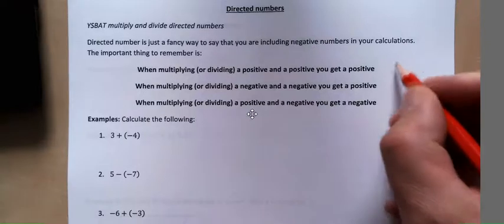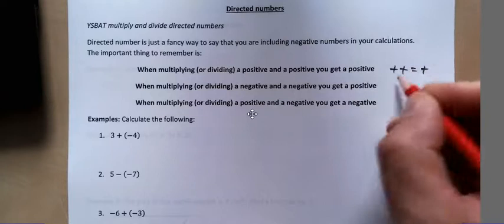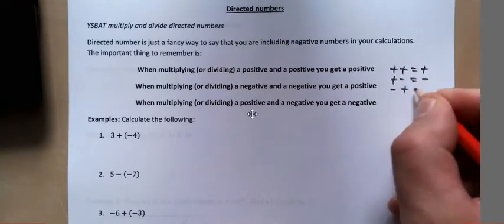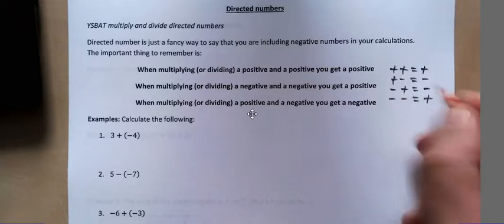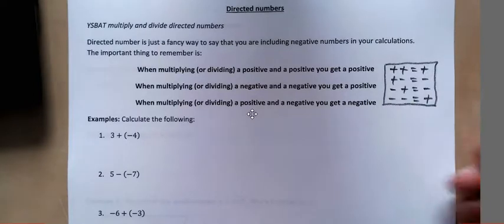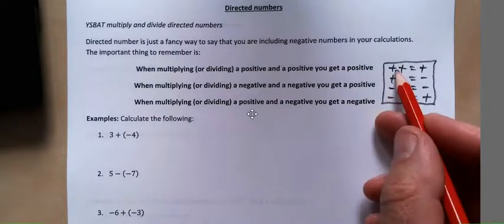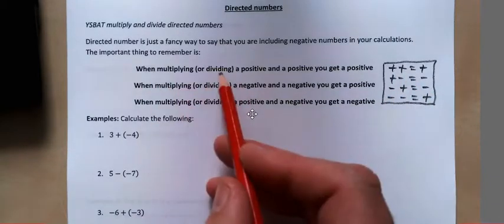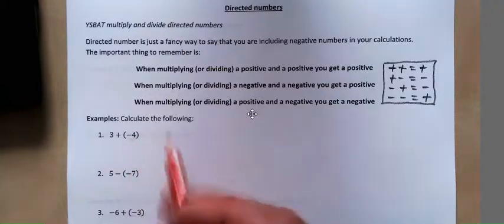The other wee framework that you would sometimes see set up is: if it's a plus and a plus, you get a plus. If it's a plus and a minus, you get a minus. If it's a minus and a plus, you get a minus. And if it's a minus and a minus, you get a plus. I would often get my pupils to try and remember it like that. I use this for a couple of different things. If we're multiplying or dividing positive or negative numbers, or if there are two signs beside each other, we can use it in that format.